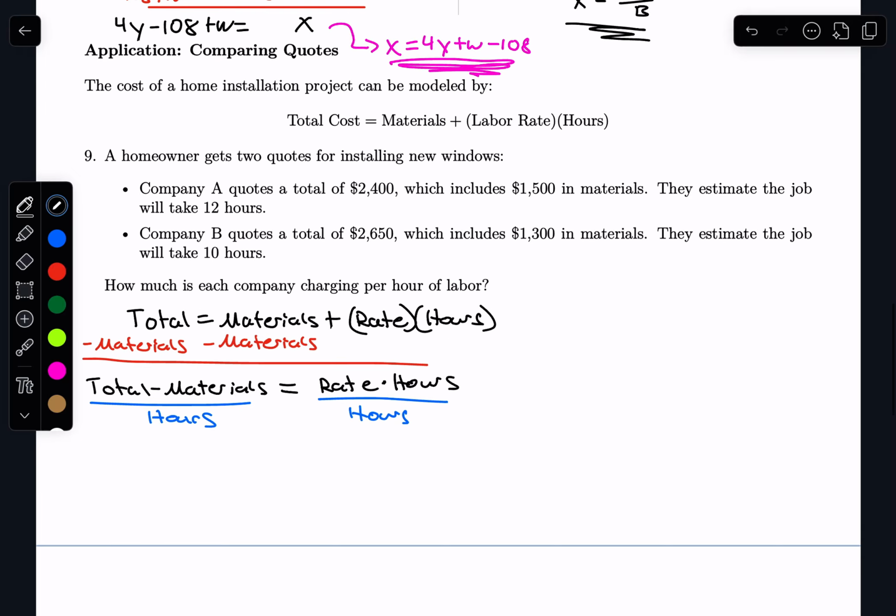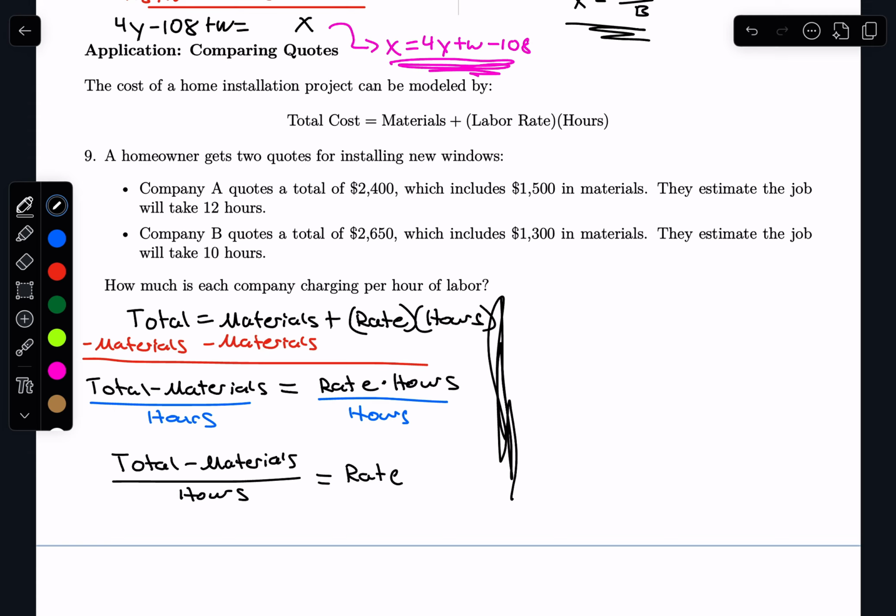So this simplifies to be the left side is total minus materials divided by hours. And the right side, the hours cancel, so we just have rate. And remember, when I write rate, that represents the rate for the labor. So specifically the labor rate. All right, so now we did the hard part. Okay, we isolated the rate. So now we're going to use this to compare company A to company B.